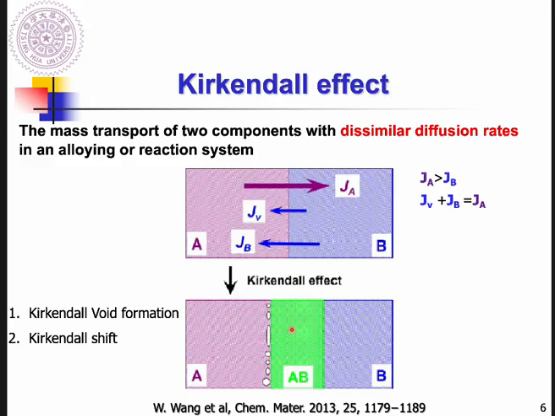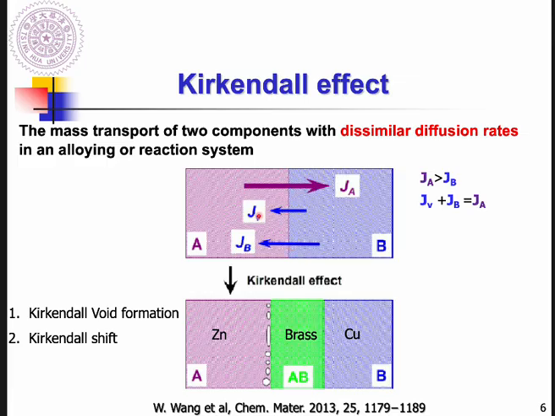And in the meantime, in this case, if the A material is Zn and the B material is copper, then you will have the AB alloy, or ZnCu alloy, which we call brass. We can observe the brass in the middle. This is a brass alloy. Okay, so what are the two characteristics of the Kirkendall effect? Void formation and also the interface shift.